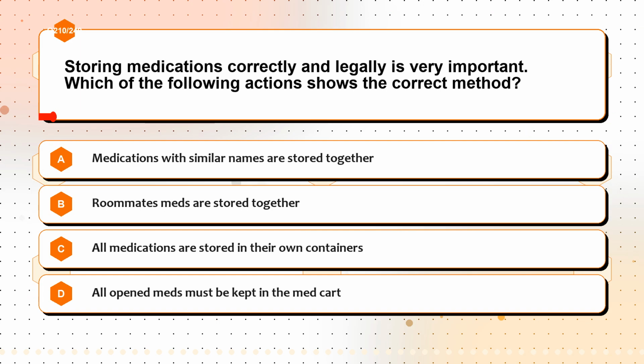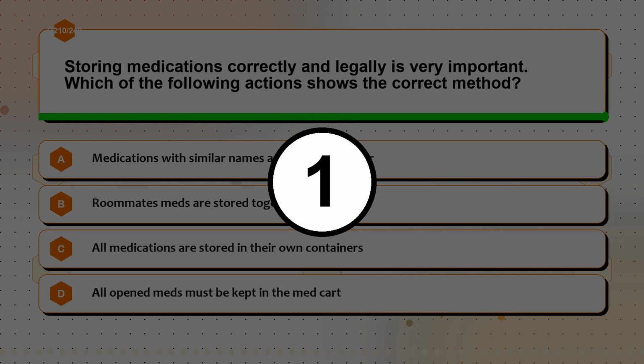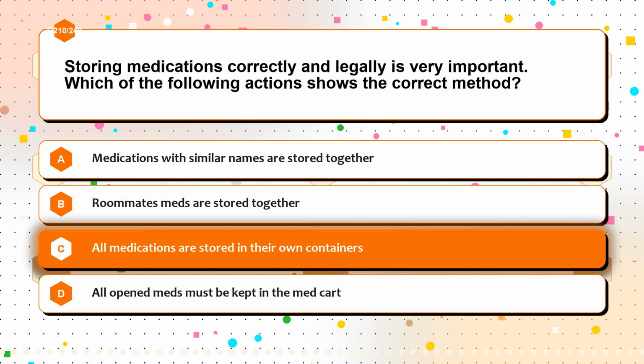Question 210. Storing medications correctly and legally is very important. Which of the following actions shows the correct method? Here are the options. Option A, medications with similar names are stored together. Option B, roommates' meds are stored together. Option C, all medications are stored in their own containers. Option D, all opened meds must be kept in the med cart. The correct answer is option C. All medications are stored in their own containers.